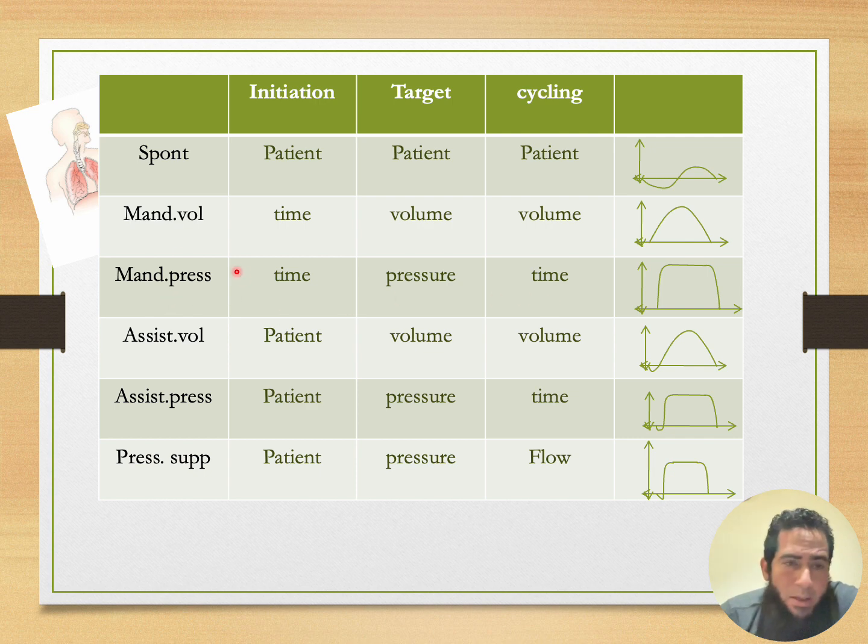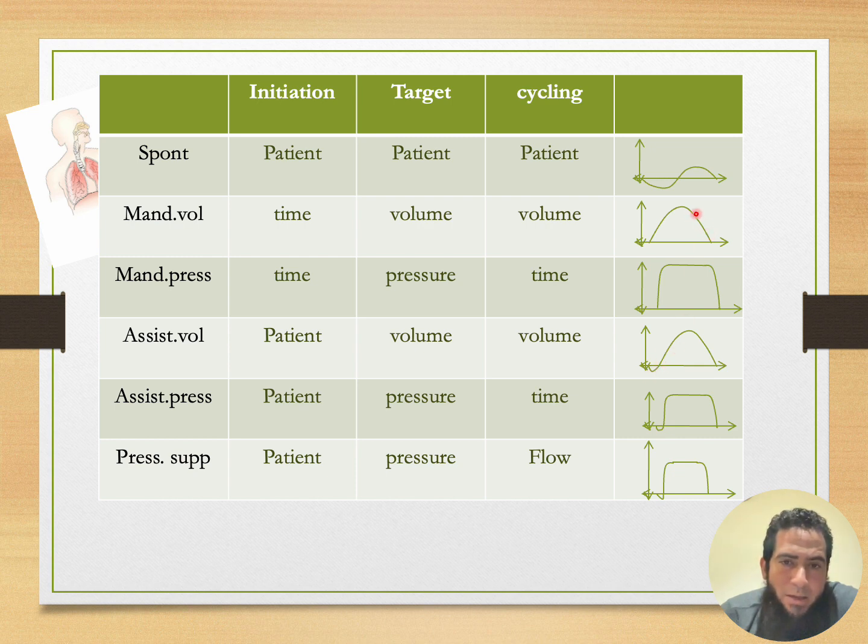Okay, so as we said, in the mandatory volume, initiation is time, the target is volume, and cycling is volume. The assisted volume is exactly the same, but the difference is that initiation is by the patient. You will note this in the curve, that there is a bit of negative pressure initially, which just indicates that the patient has started the initiation.